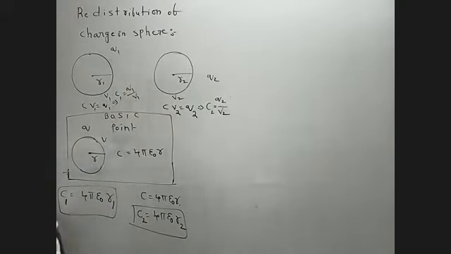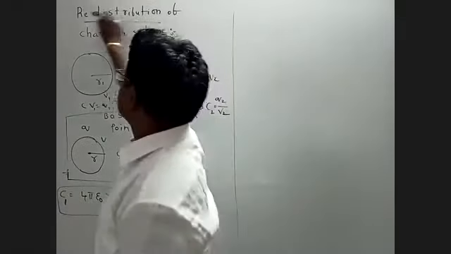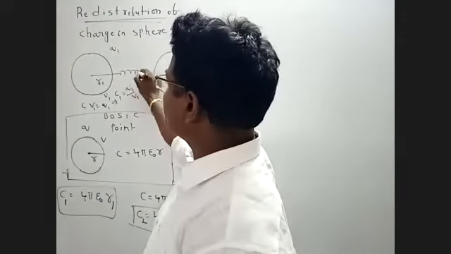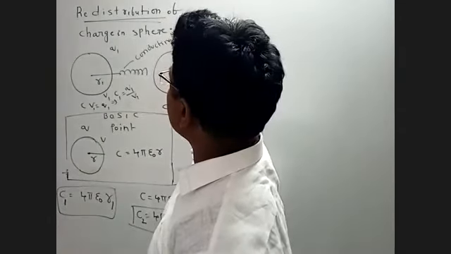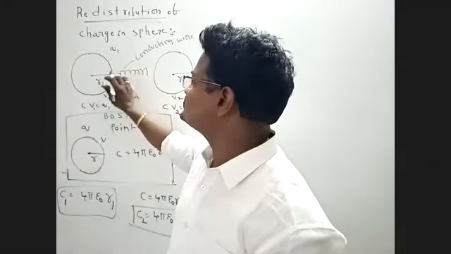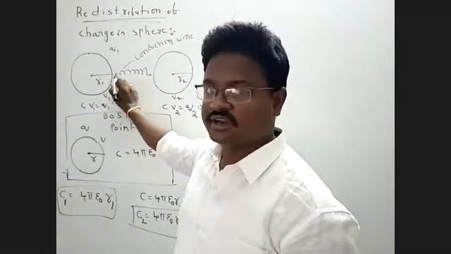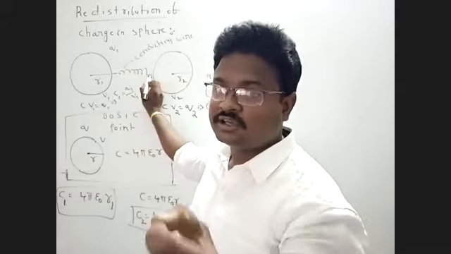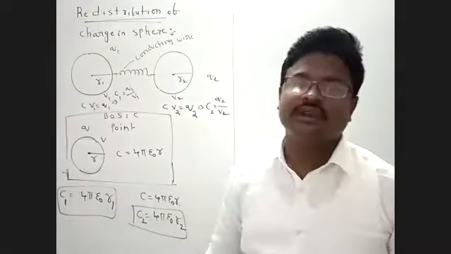Now what I'm doing here is redistribution of the charge. I'm taking a conducting wire with two ends. The first end of the conducting wire is connected to the first sphere, and the second end is connected to the second sphere. Both are in contact with each other.